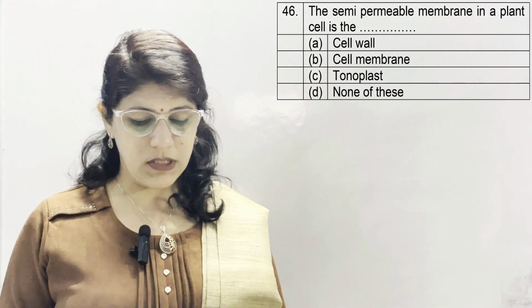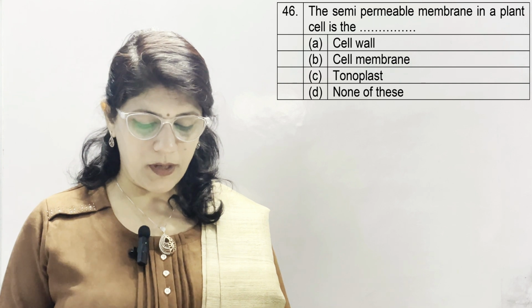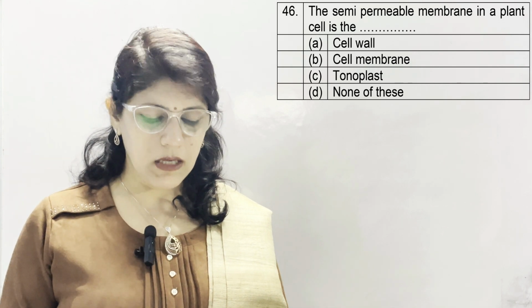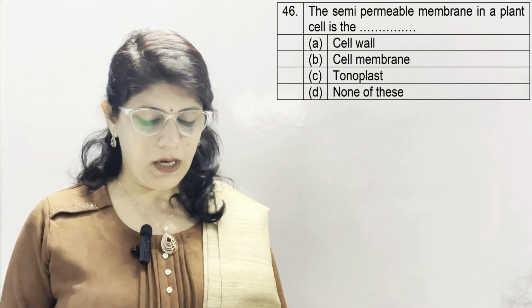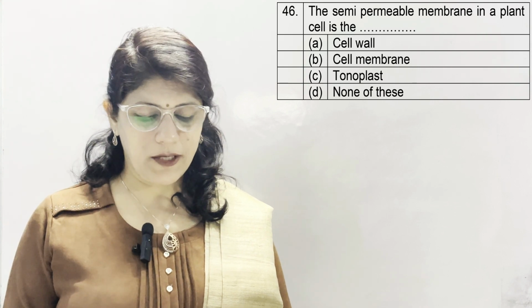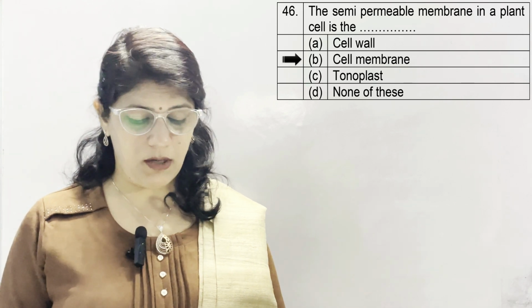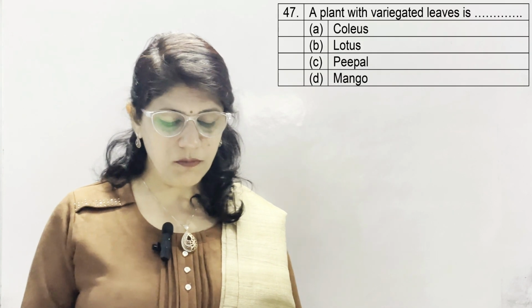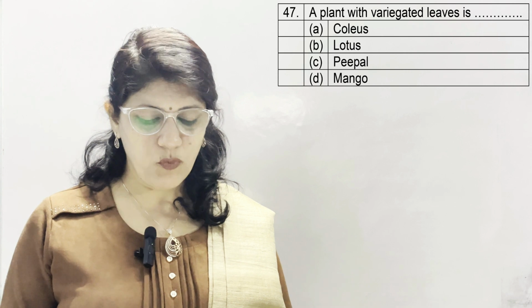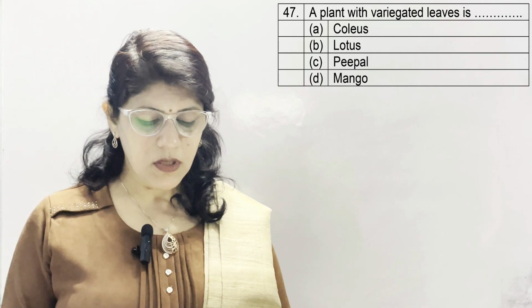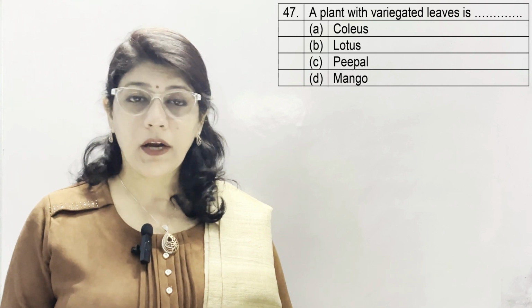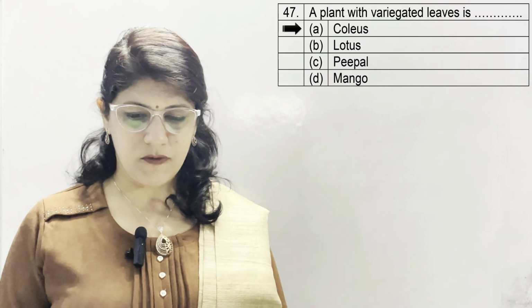In question number 46, the semi-permeable membrane in a plant cell is the A option cell wall, B cell membrane, C tonoplast and D none of these, and the correct option is cell membrane. B option is correct. Question number 47. A plant with variegated leaves is A option coleus, B lotus, C people and D mango. Correct option is A, which is coleus.